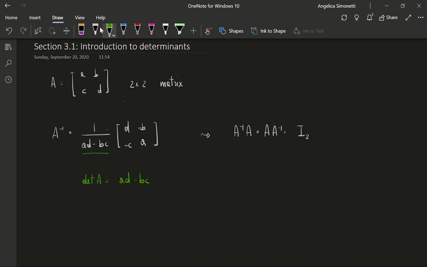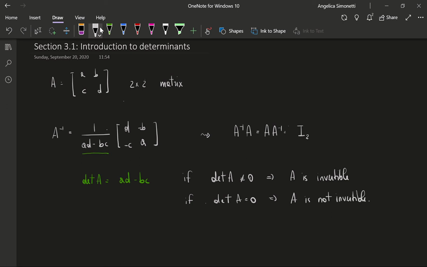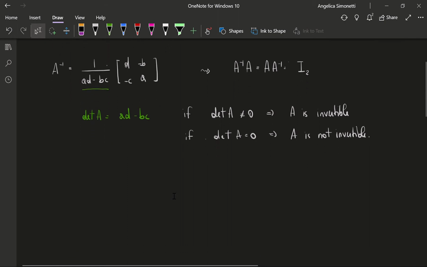Why is it important? Because we're told that if the determinant of A is not equal to 0, then A is invertible. While if the determinant of A is equal to 0, then A cannot be inverted. Okay, A is not invertible. So there seems to be a connection between the concept definition of determinant and invertibility of matrices.